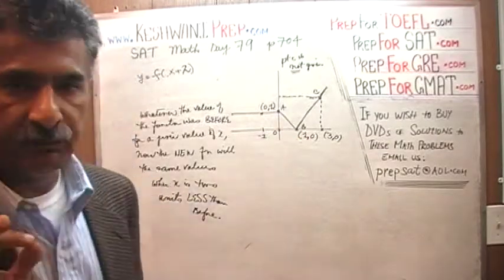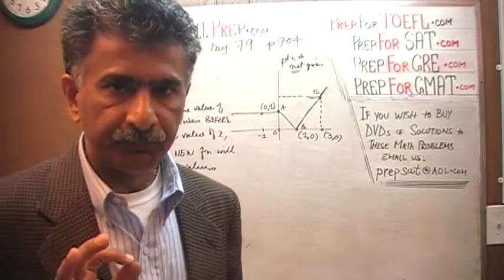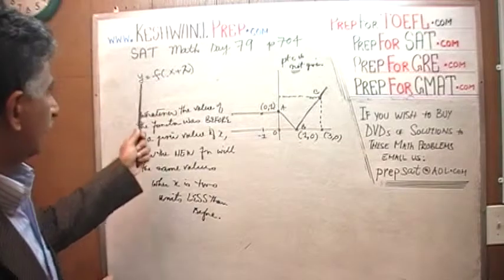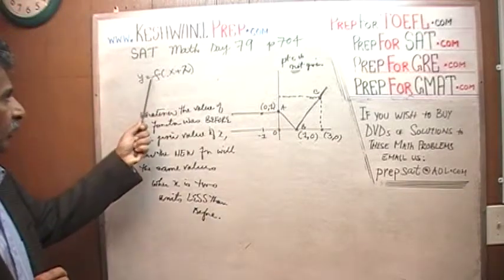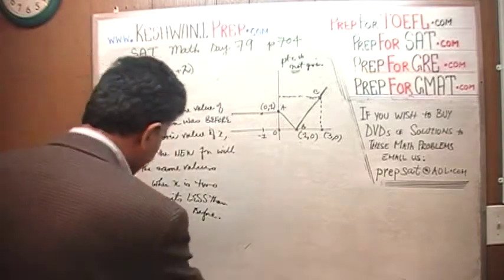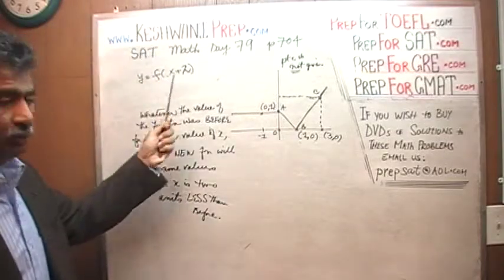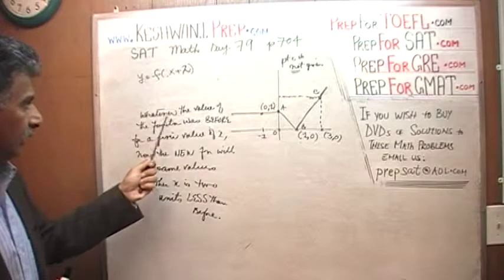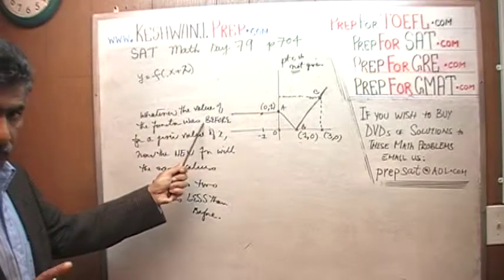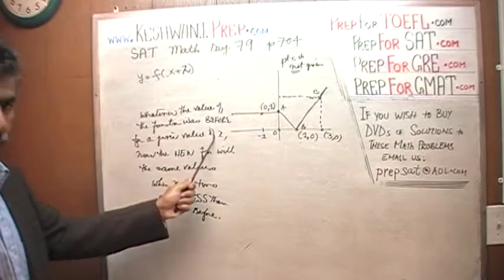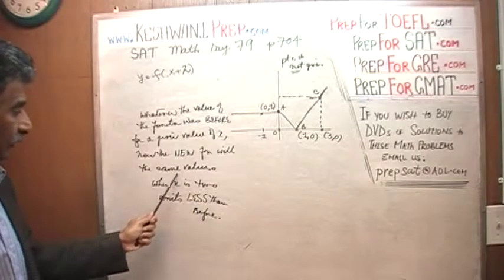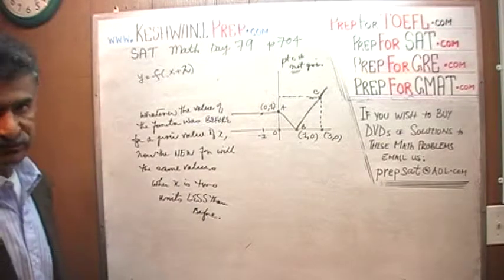The question here is, what will happen to this function if we were to modify it? Instead of y equal to f of x, our new function is y equals f of x plus 2. All that means is that, because we have added 2 to the x, whatever the value of the function was before for a given value of x, the new function will have the same values when x is now 2 units less than before.